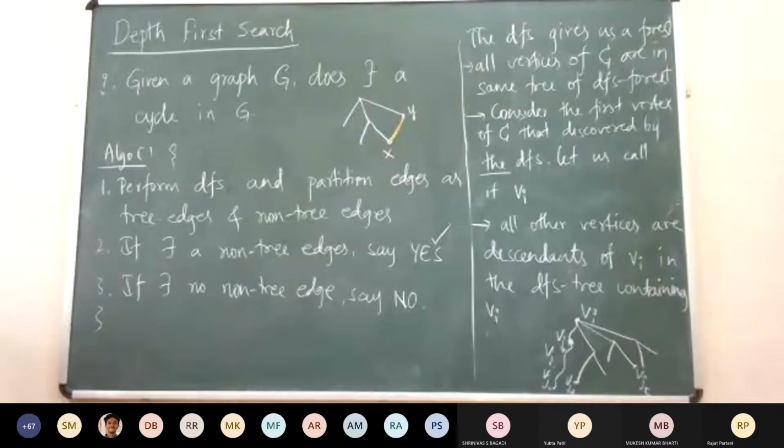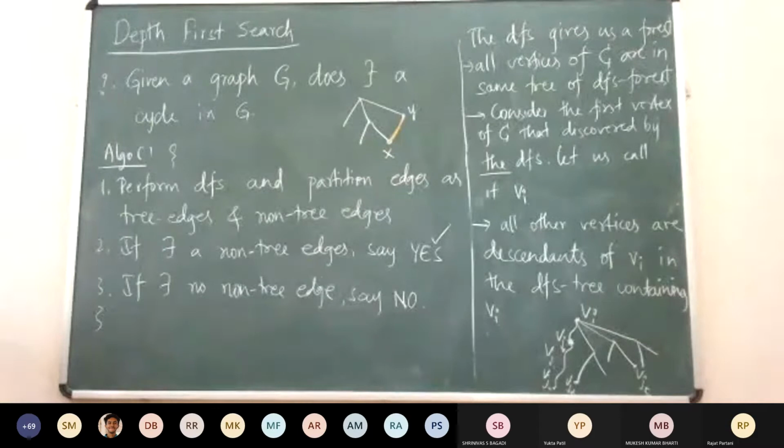So in yesterday's class, we were looking at an application of DFS traversal. The problem was this: given a graph, does there exist a cycle in the graph? When the graph is undirected, we are trying to check if there is a cycle, and if there is one such cycle, we want to exhibit it. So the algorithm was pretty simple in the sense that we used DFS to do it.